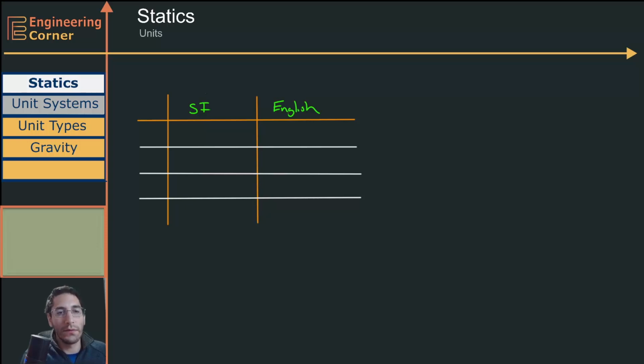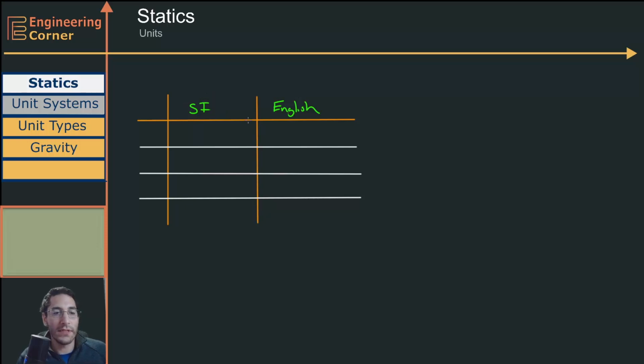Now, typically, we'll work with multiple unit systems. In mechanics, we'll generally work with SI or international units, and we'll also work with English units. What you'll probably find is you'll enjoy working problems in SI units a lot more than in English units because the units are just easier to work with, easier to convert between. But in practice, some fields still use English units, especially in the United States.